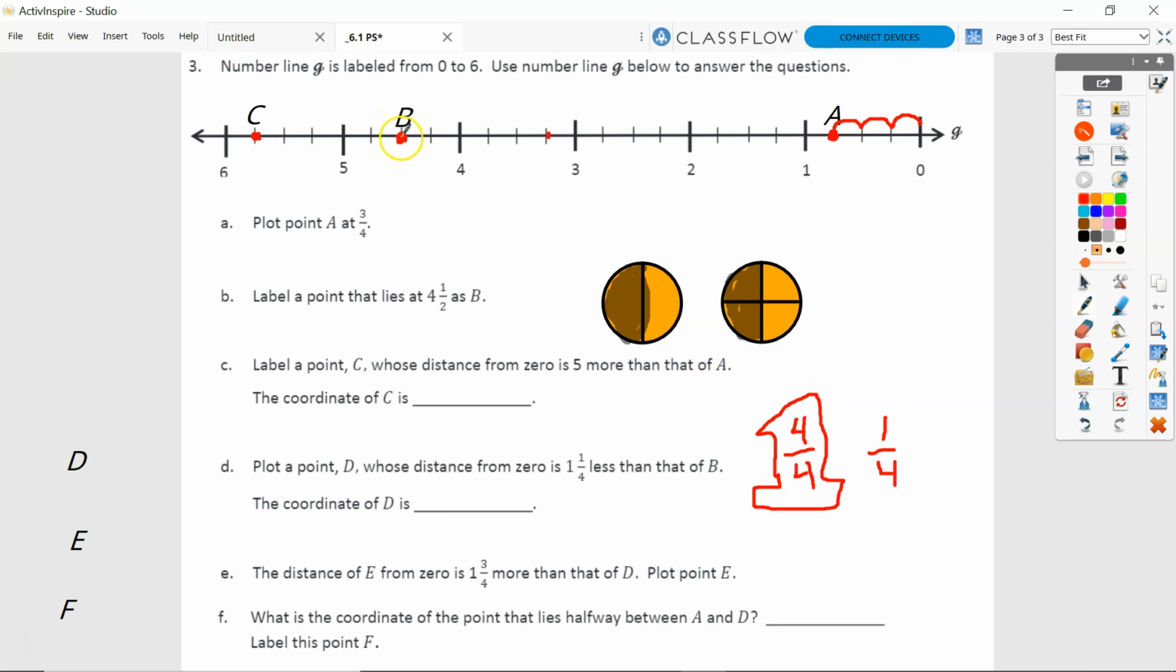And then we also had one additional fourth. So if we're going back from B, that'll be 1, 2, 3, 4/4 for my whole. And if you notice, it went from 4 1/2 to 3 1/2. And then I had one more fourth to go backwards. All right, so that's where my point is going to be for D.